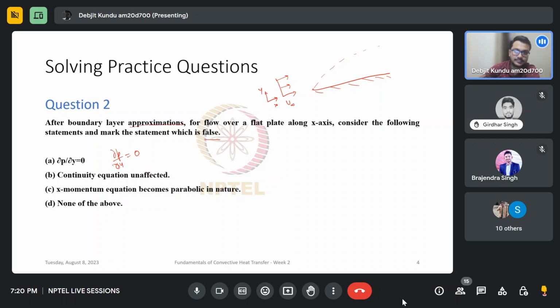So read the question carefully, and once you figure out the correct solution, you can type in the chat box or you can unmute and answer. If you have any doubts regarding the question, you can ask that as well.